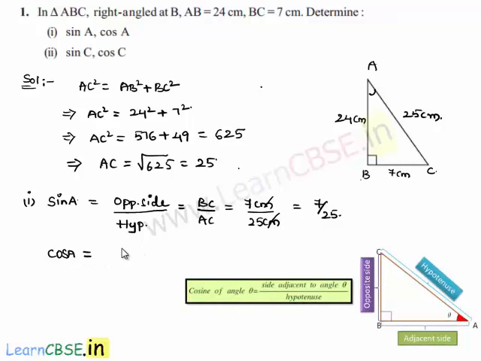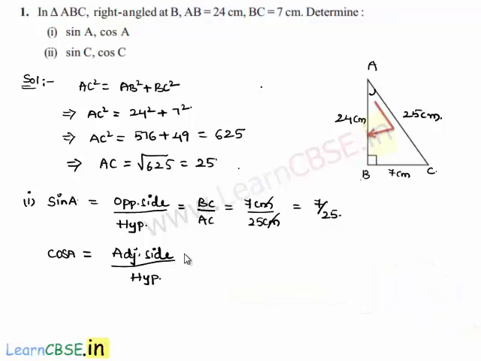Now we are also asked to find cos A. Here we know that cos of an angle is equal to adjacent side by hypotenuse, which is equal to, here adjacent side is AB for angle A and hypotenuse is AC, which is equal to 24 centimeters by 25 centimeters. That is equal to 24 by 25.